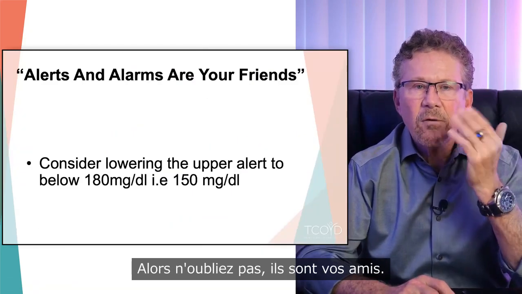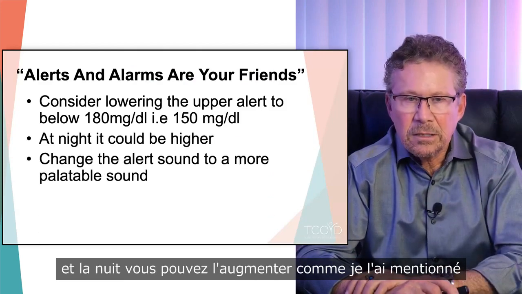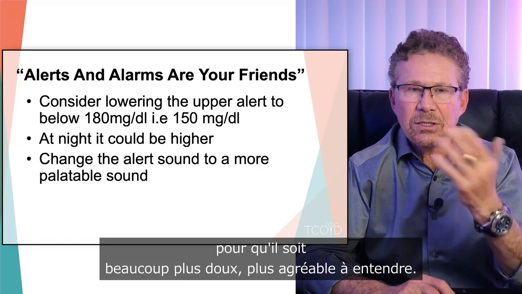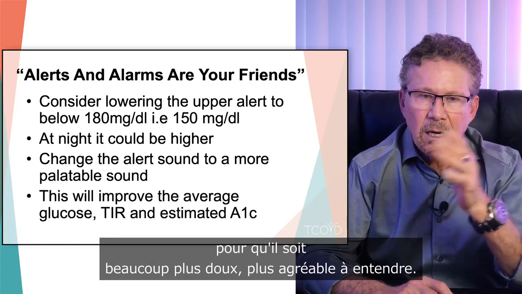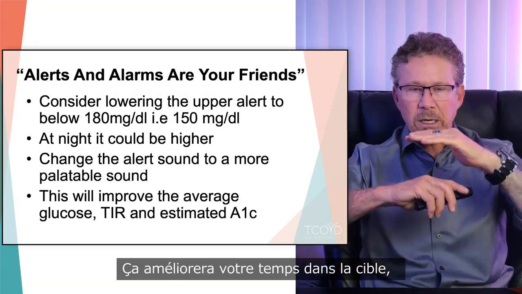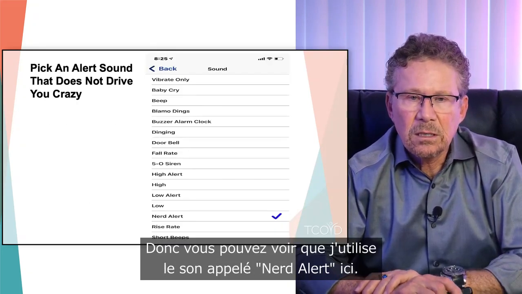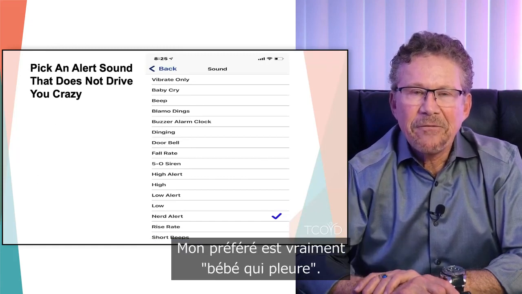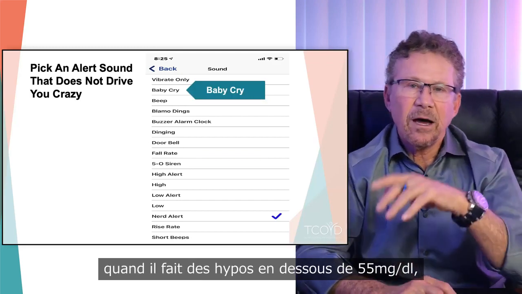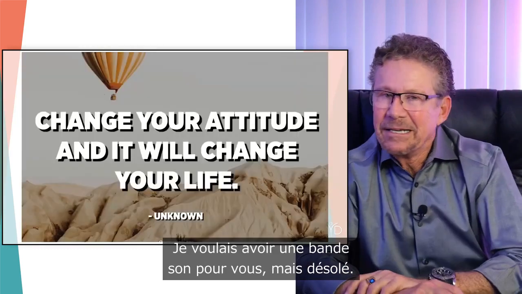So remember, they are your friend. We talked about putting your upper limit at 150. And at night, you can make it higher, as I mentioned. And you can change the alert sound to be a much nicer, palatable sound. And this will improve your average glucose. It'll improve your time in range, make it smaller, and your A1C value. So you can see I use this thing called nerd sound down here. My favorite really is baby crying. I follow Dr. Pettis when he gets below 55. This little baby sound comes on. If you haven't heard it, it's amazing. I wanted to have a soundtrack for you, but sorry.